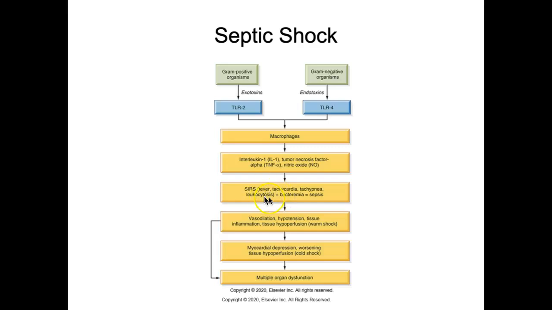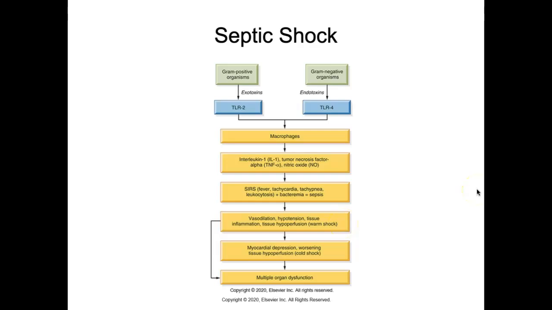And it's characterized by the things we see listed over here: having a fever, tachycardia, tachypnea, and leukocytosis, which, if you remember, is an elevated number of white blood cells. That, along with the bacteremia that's taking place, is what leads to sepsis. Now, when we had that nitric oxide released, it caused a vasodilation to take place. And when vasodilation takes place, that means we have less blood volume going to our tissues, so we can have a tissue hyperperfusion, which is also known as warm shock. So warm shock is taking place earlier on in this condition.